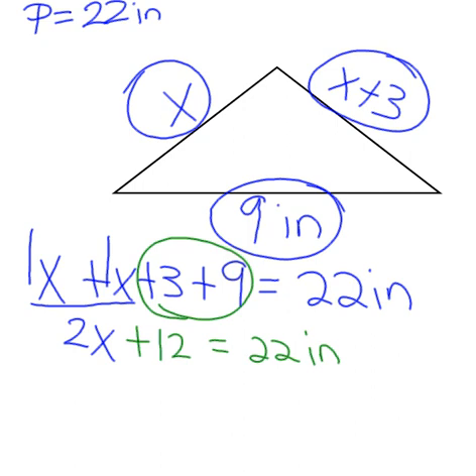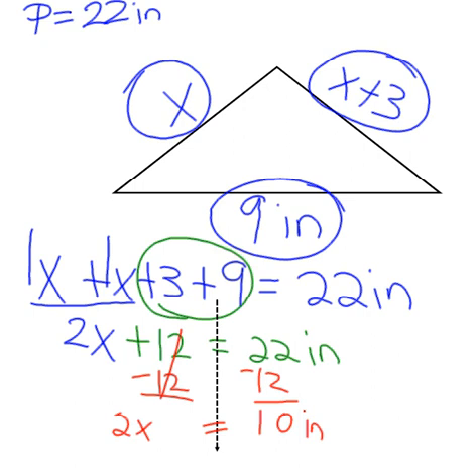Okay? So, I have a 2-step equation here that I can solve. My first step is to add or subtract. So I'm going to look and say, what should I add or subtract? And they give me plus 12. I want a minus 12 on both sides. I'm left with 2x is equal to 22 minus 12, which is 10.